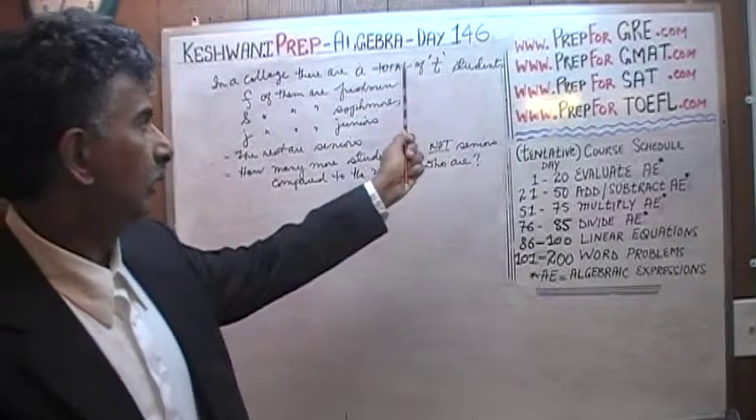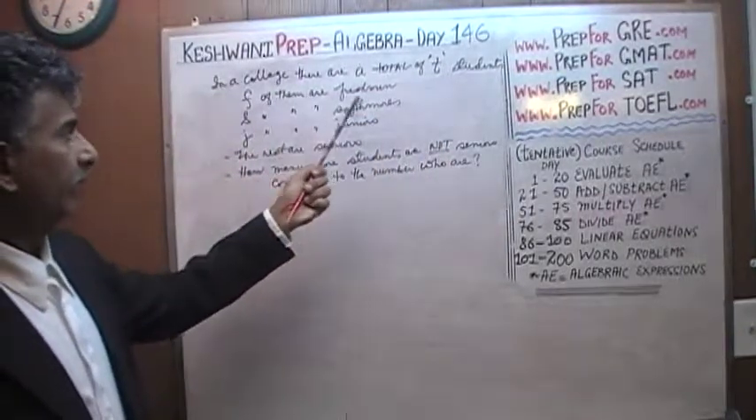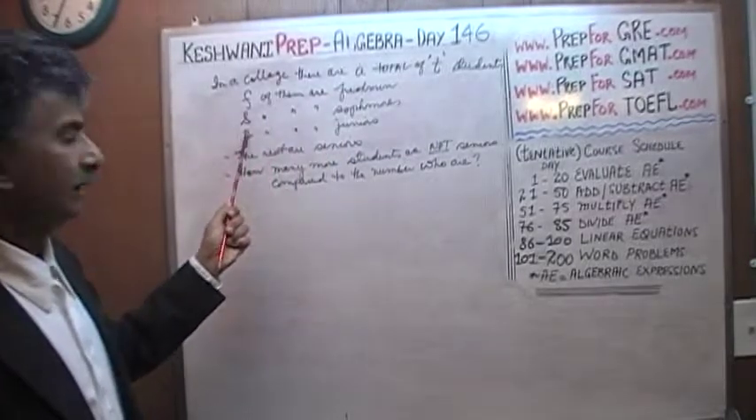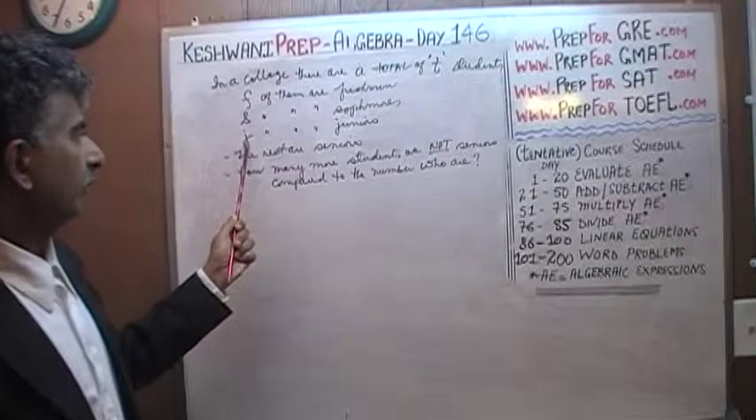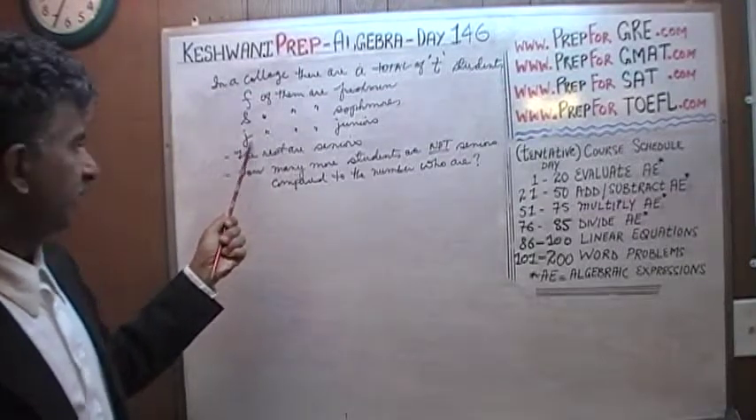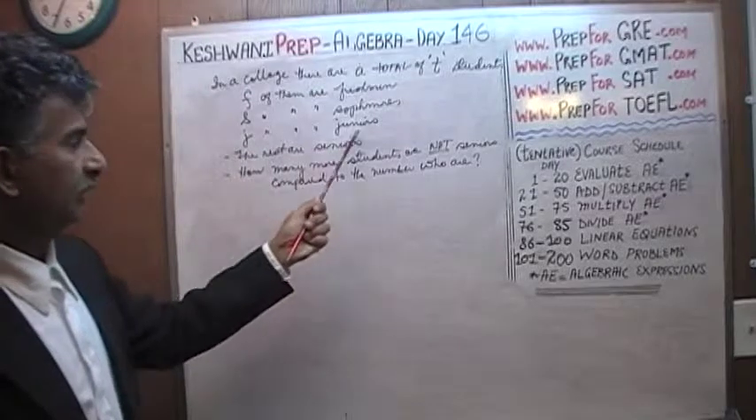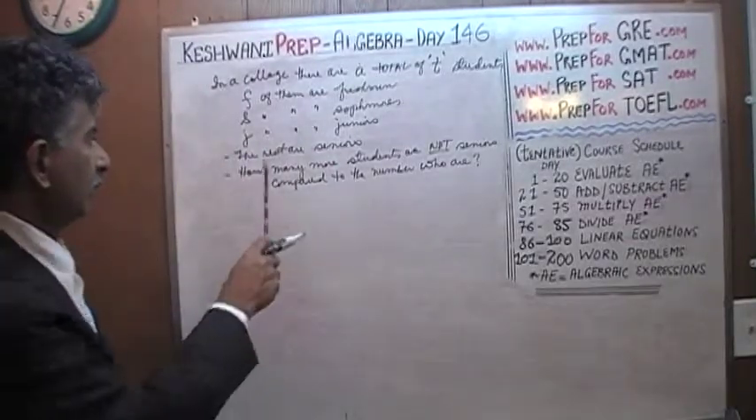T for total. We are told that F of them are freshmen. We are told that S of them are sophomores, S for sophomore. And we are told that J, quantity J, again we do not know how much J is, but that quantity J is how many juniors we have. The rest are seniors.